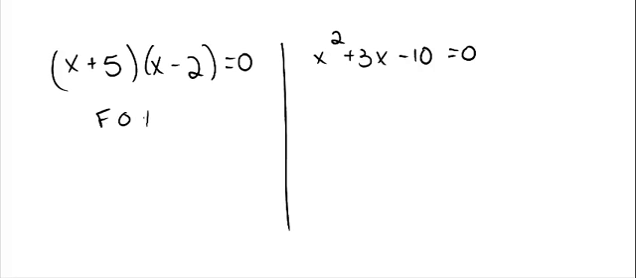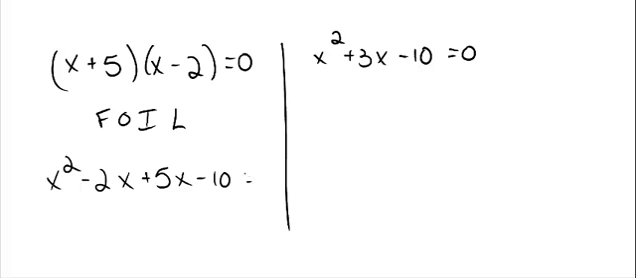So FOIL, if you can't remember, means if you want to open these parentheses, you do first times first, outer times outer, inner times inner, and last times last. So let's do that. First times first, that's x times x, that's x squared. Outer times outer, x times minus 2, that's minus 2x. Inner times inner, that's 5 times x, that's plus 5x. And last times last, that's 5 times negative 2, that's negative 10. And then I'll do the math, and I get that x squared plus 3x minus 10 is 0.